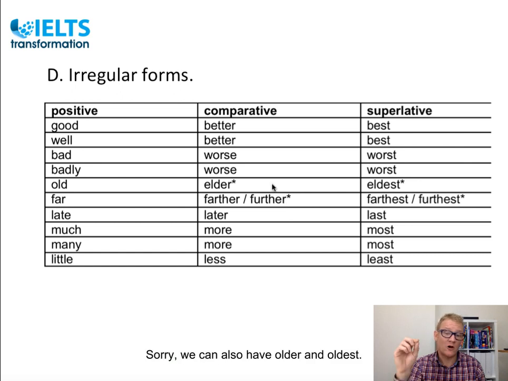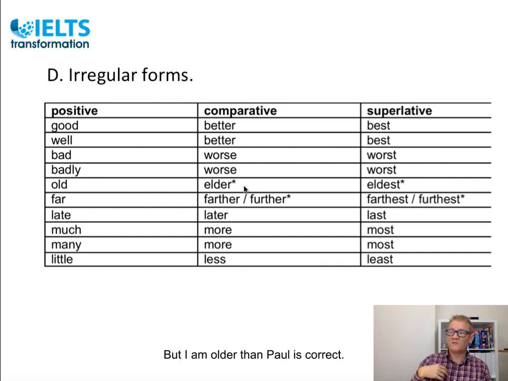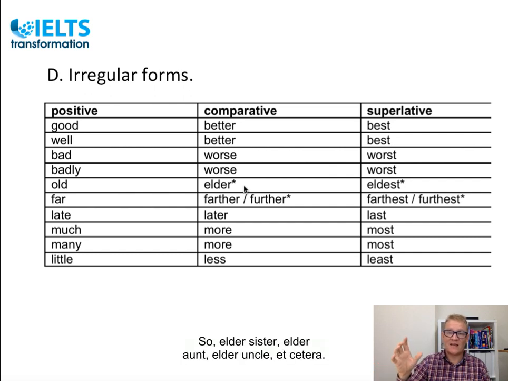And sorry, we can also have older and oldest. But elder, we just use elder when we add a person, a relative in your family. So this is my older sister, is okay. This is my elder sister, okay. But I am older than Paul is correct. I am elder than Paul, incorrect. So elder sister, elder aunt, elder uncle, etc.